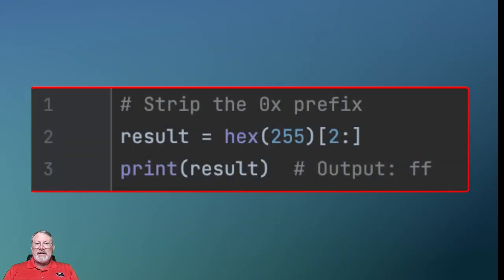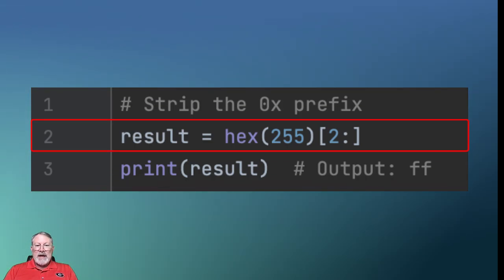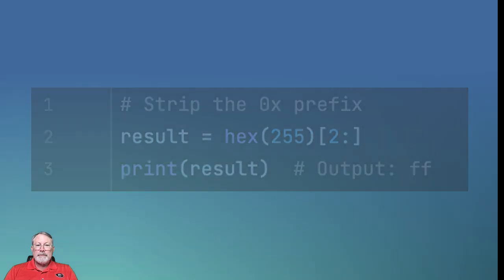If you need the hexadecimal value without the 0x prefix, you can slice the string. Here, slicing removes the 0x prefix, leaving just the hexadecimal value FF.